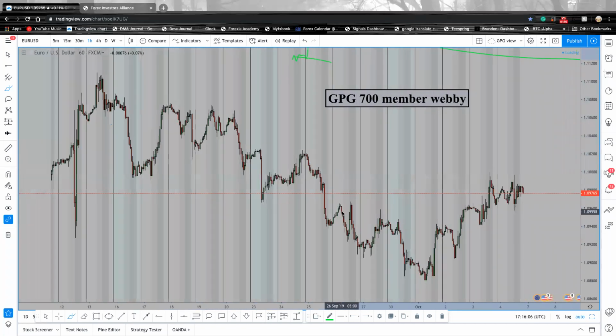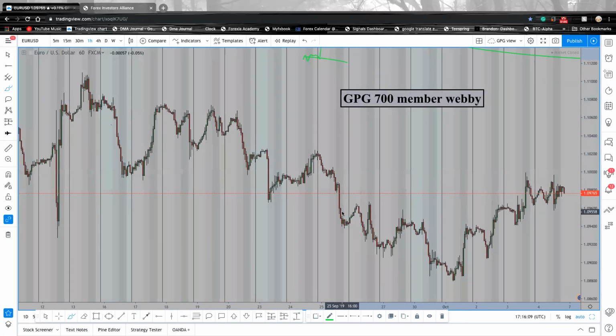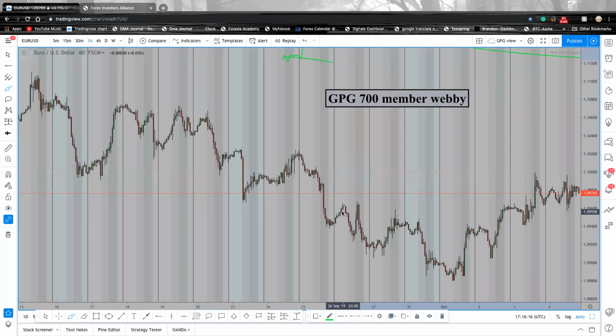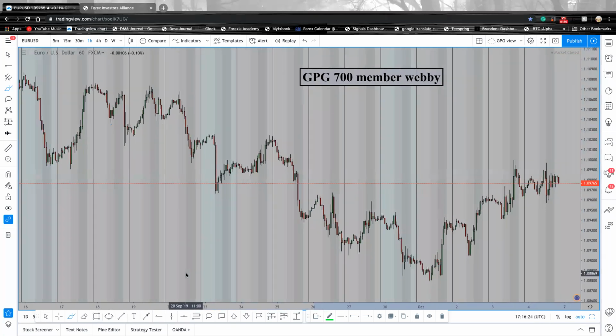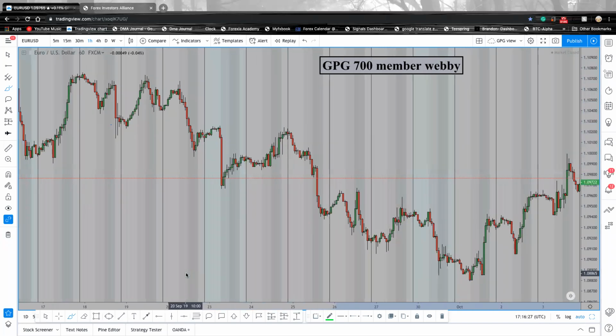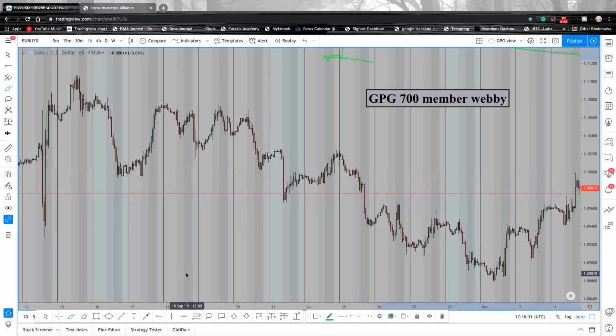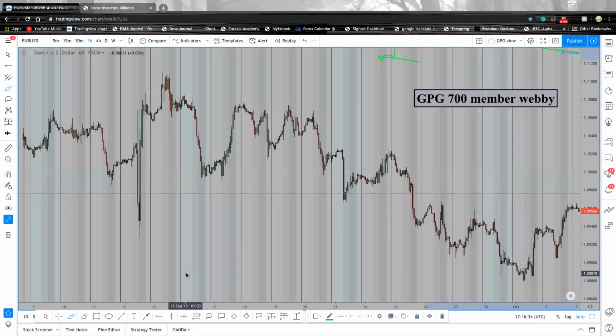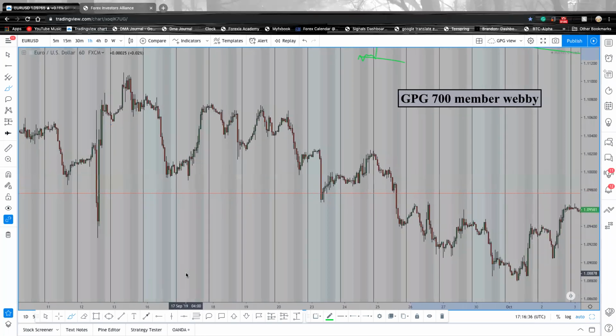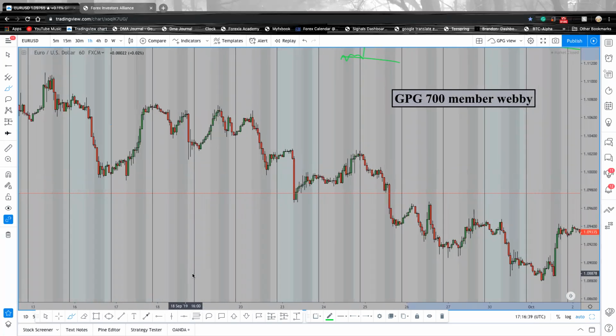I'm in Euro USD. The reason I'm in this pair right now is that it's the most manipulated pair in the Forex market. All right. The most manipulated pair in Forex is Euro USD. The reason is that it's the most traded pair. So when it's the most traded pair, obviously it's the most manipulated pair too. But if you learn trap zones, trust me, you're going to enjoy trading this pair.